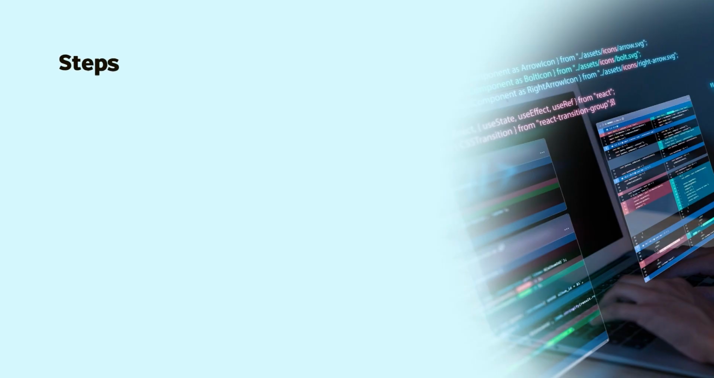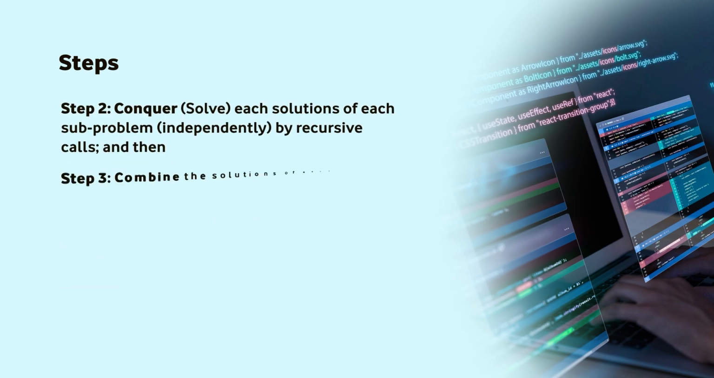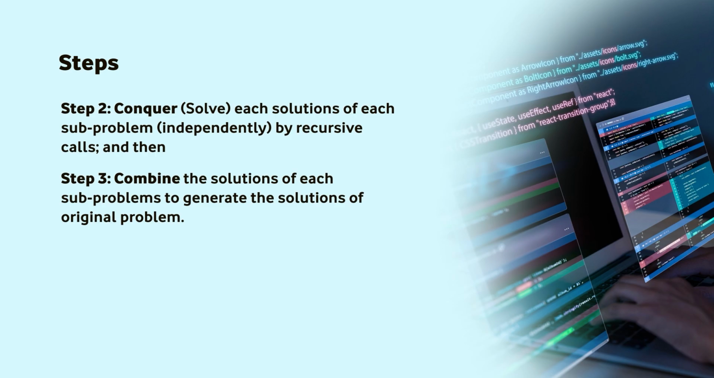So it basically follows three steps. First step is the division. Second step is the solution of the smaller problems, which is referred to as conquer. And the third step is the combine step, where we combine all the smaller sub-solutions to form a bigger solution to the problem. So again, three steps: first is divide, second is conquer, third is combine.